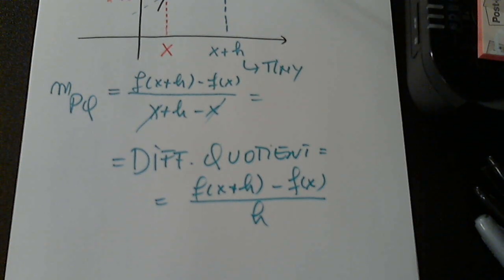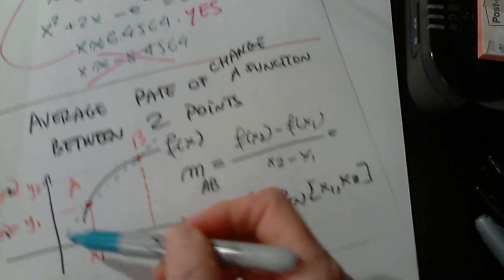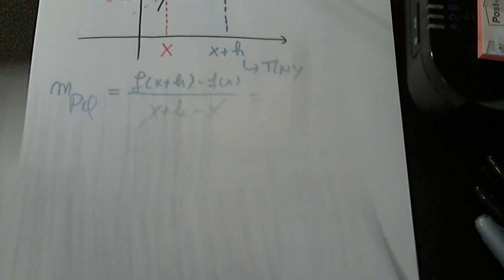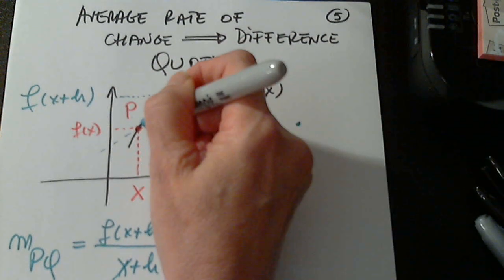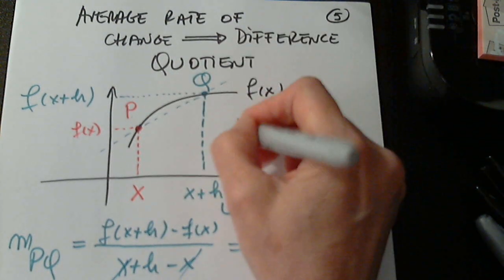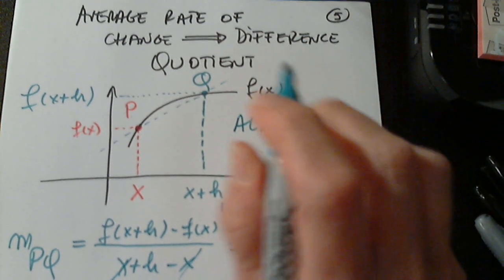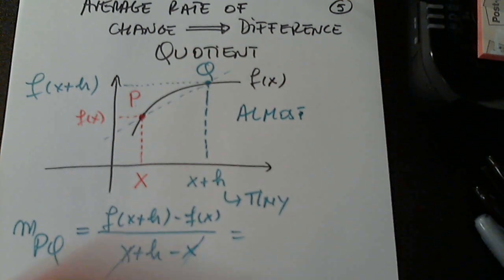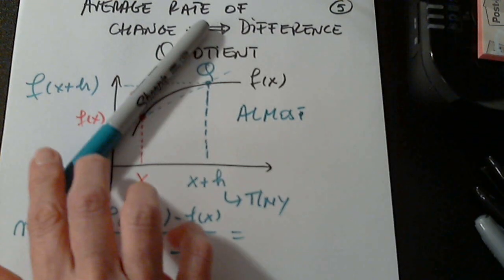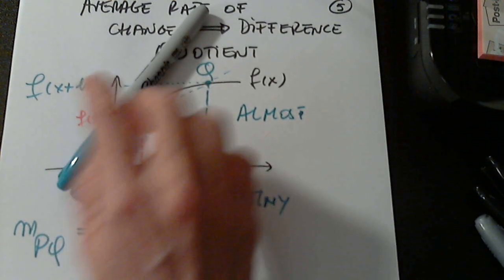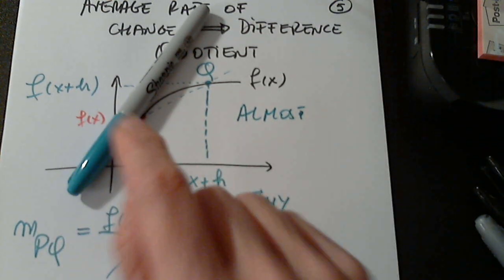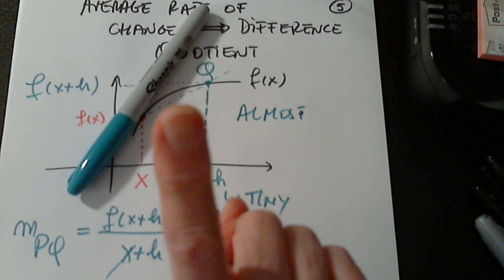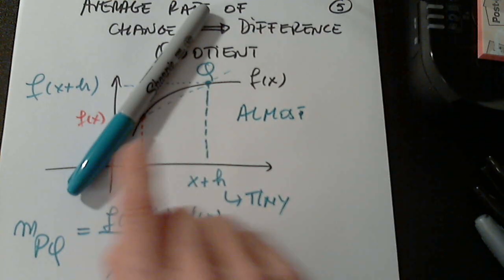What does it mean? Again, this is the slope of the secant line. This is still the slope of a secant line, but the points are very, very close. And it's almost, not quite, almost the slope of the tangent line, which is not the average rate of change. You'll see in the next class. It's the instantaneous, but it's almost, it's not exactly.